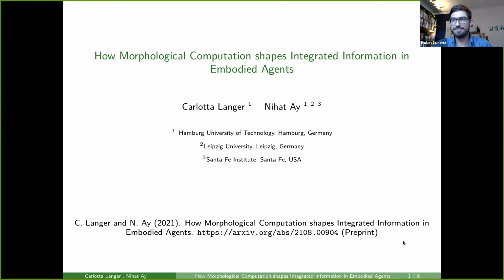This work that I'm going to present here was done together with my PhD advisor, Nihat Ai, and it is available as a preprint on arXiv. In this work, we're developing a theoretical framework, and I'm first going to describe this framework and then show a few results that we got by applying that framework to simulated agents. So this work is about how morphological computation shapes integrated information in embodied agents.